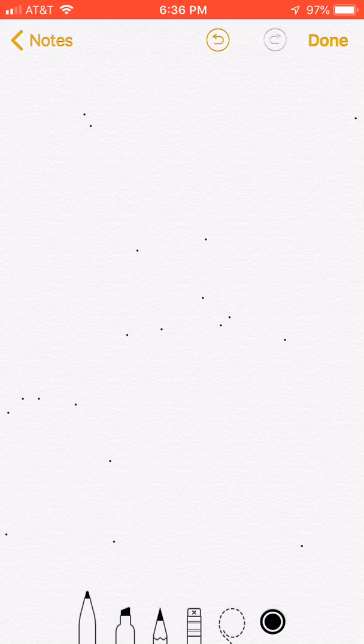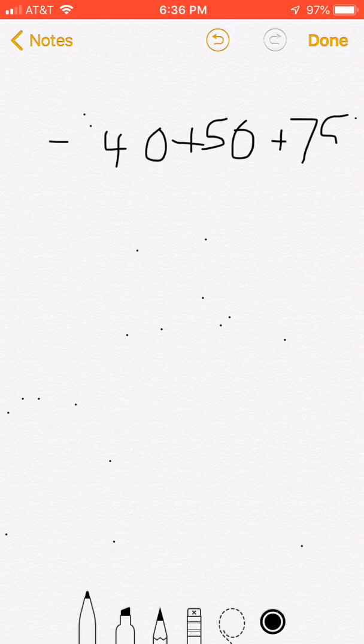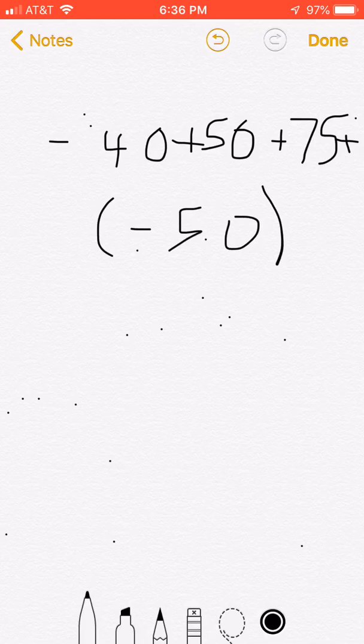And next, I'm going to show you one more example before I give you some practice problems. This one's going to be a long one. Negative 40 plus 50 plus 75 plus negative 50. I bet you're like, that's a long thing.